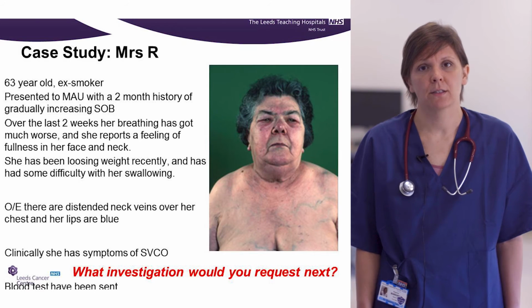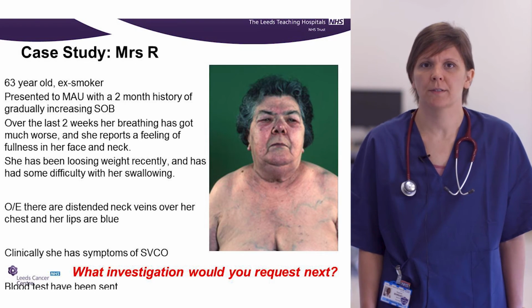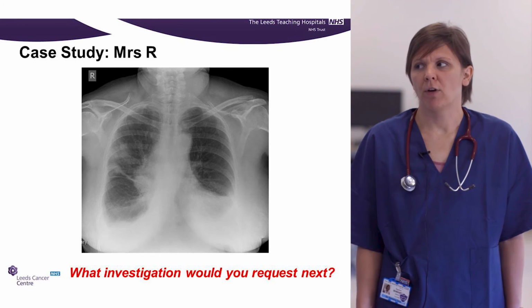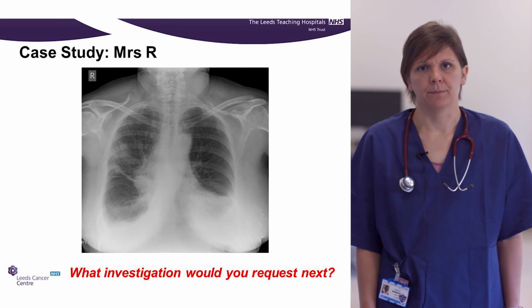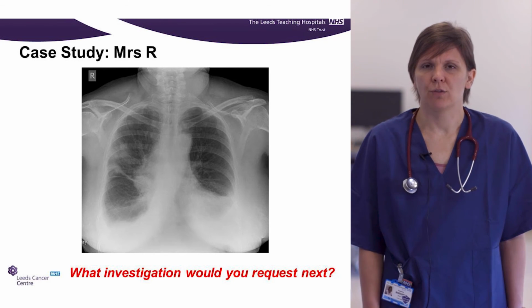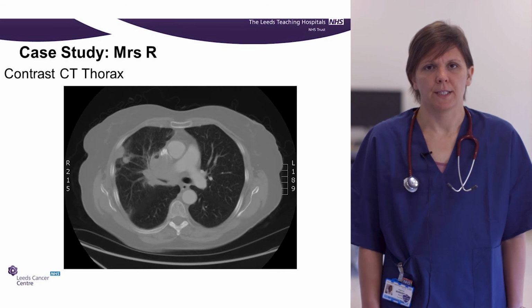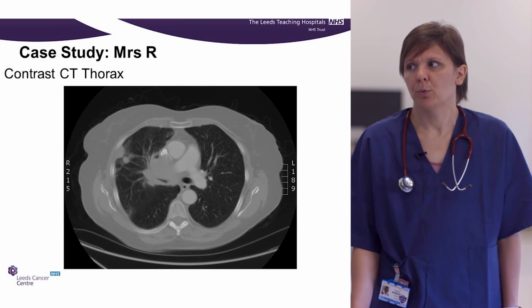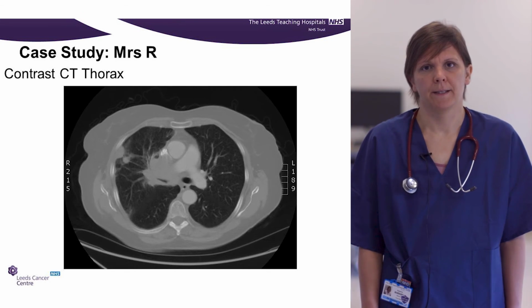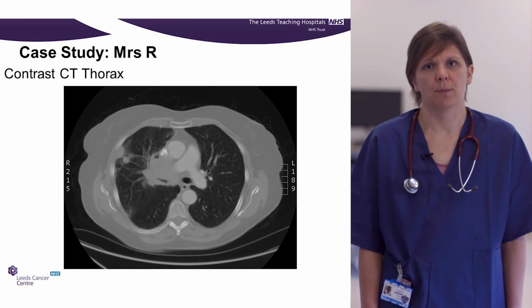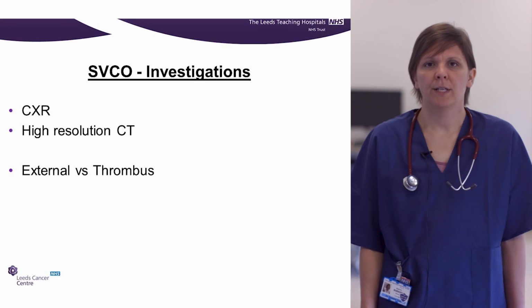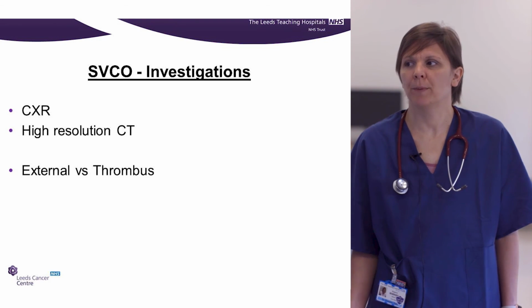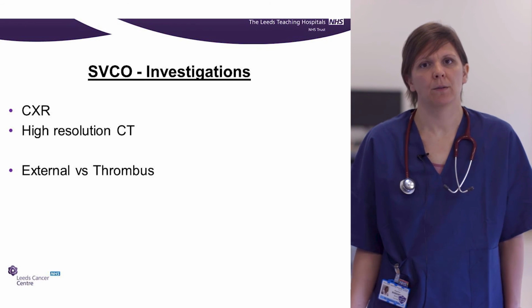Blood tests have all been sent, but what would be your initial investigation of choice? So you perform an X-ray for this lady. You can see from the X-ray she's got changes in the right lung field and she has widened mediastinum. What would be your next investigation of choice? So you would want a high resolution CT or a CT with contrast. And this CT scan shows the tumour both in the periphery of the right lung but also centrally. And it's the central tumour which is causing the symptoms and the signs of SVCO. And the reason that we perform those investigations is the management depends upon is the compression from an external cause or is it intrinsic with a thrombus.